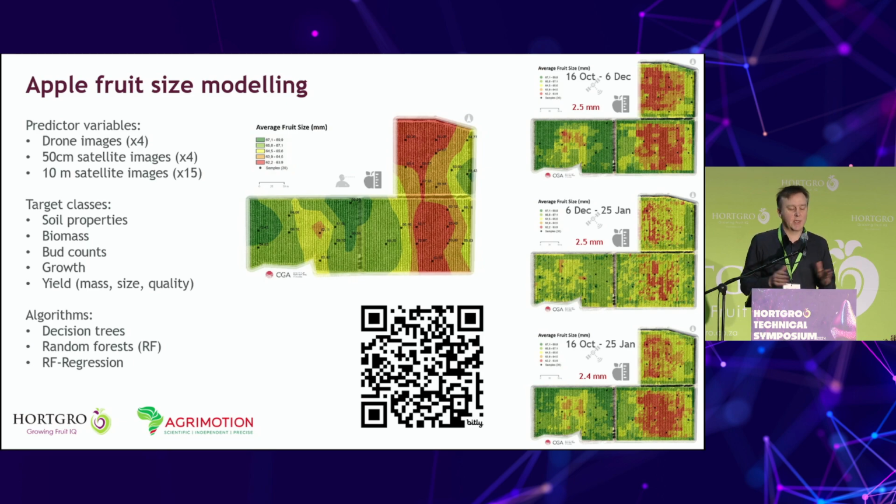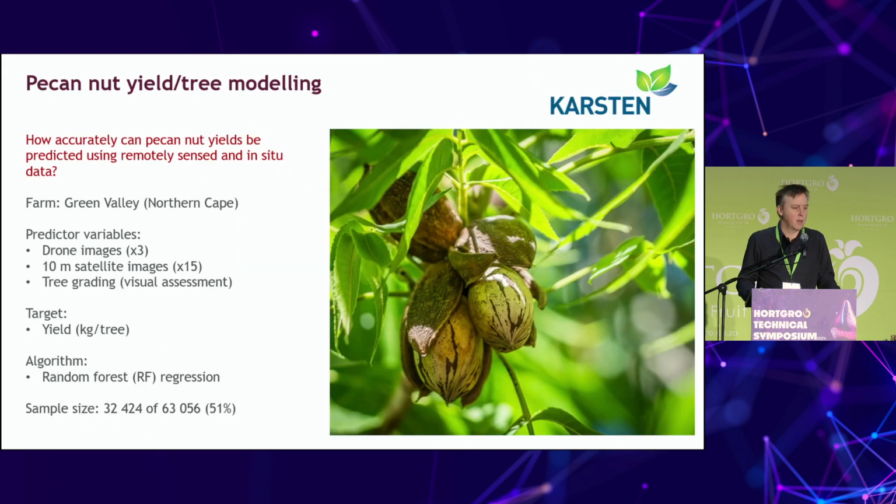And we separated the season into smaller periods, and you can see the maps that were produced at the different periods then that relates to the actual fruit size. And eventually, I think the accuracy was within a few millimeters that we got.